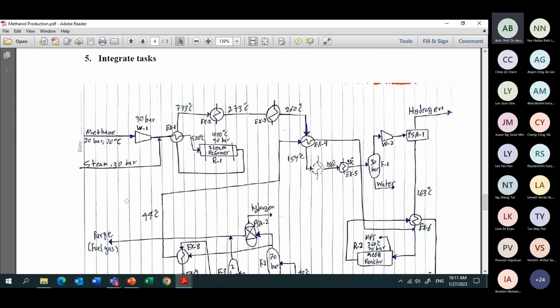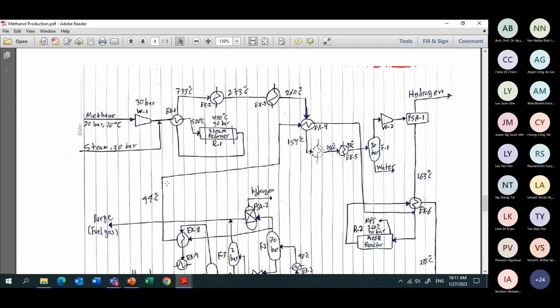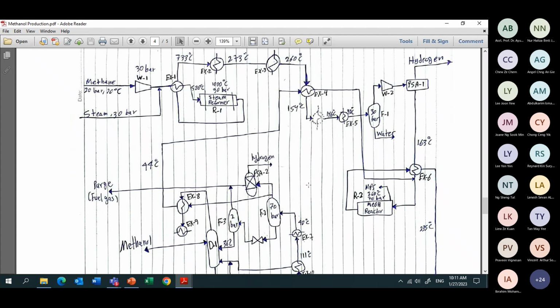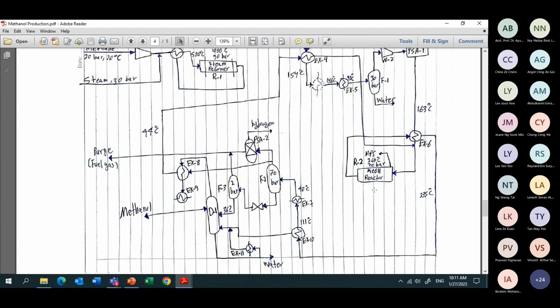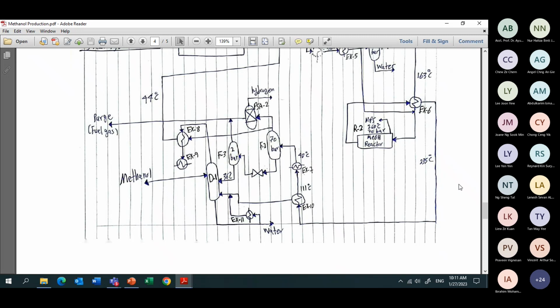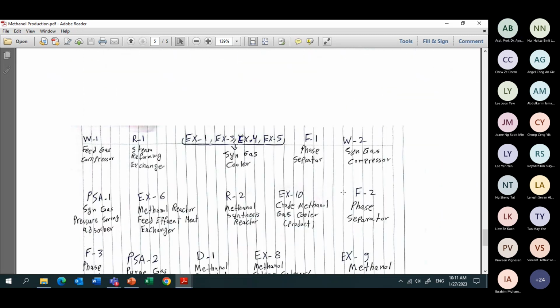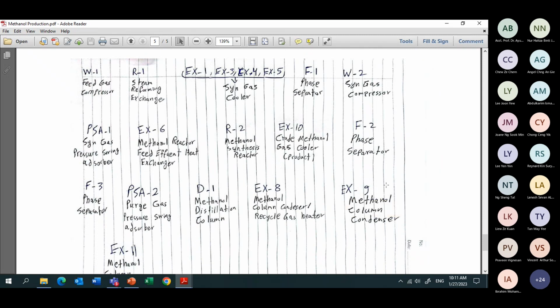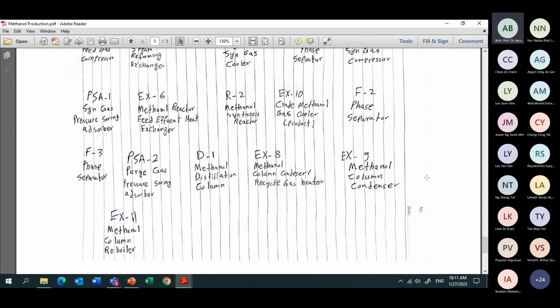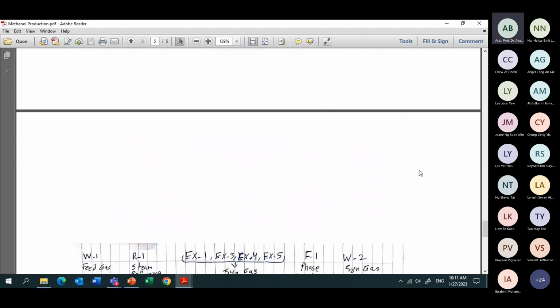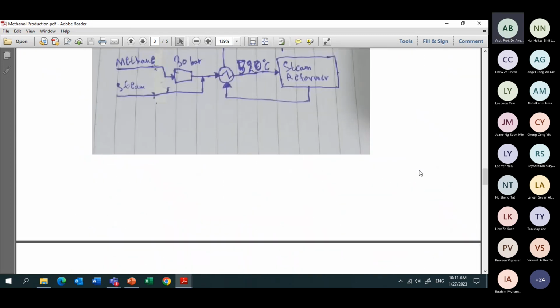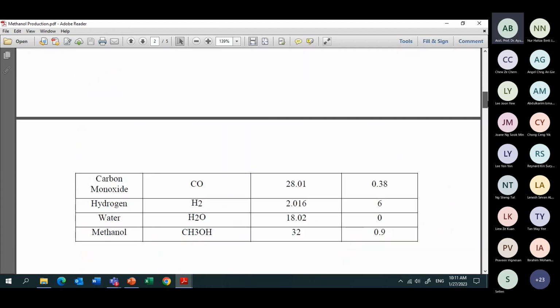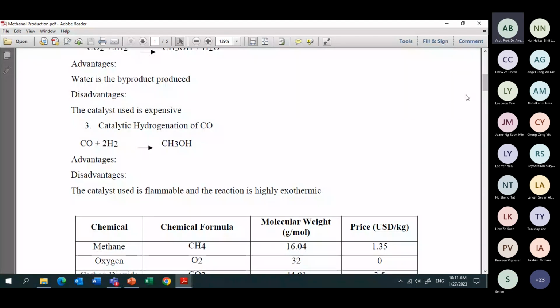Then the last one is integrate the task. Okay, good. This one is the glossary, the legend. Okay, good. Thank you, Abdul Karim's group. Hopefully you can understand what you are doing. So basically, this one will be involved in your PDP1.